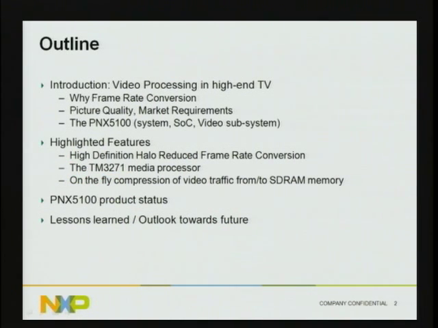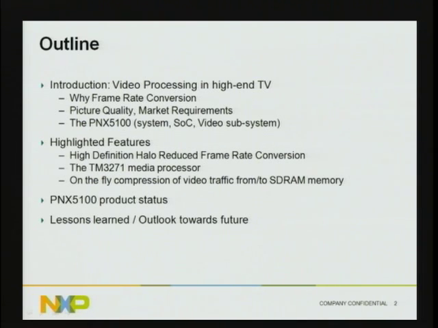I will briefly start by explaining why there is actually a market for frame rate conversion, because that is basically what this chip does. It does frame rate conversion and nothing else. And still we can sell that to our OEM set makers who put that in the TVs. I will then discuss the chip itself, the PNX 5100, both from a system point of view and from a SOC point of view. And I will say a little bit about the video subsystem that we have in this product. Then I will switch to three different features that have basically enabled this product.